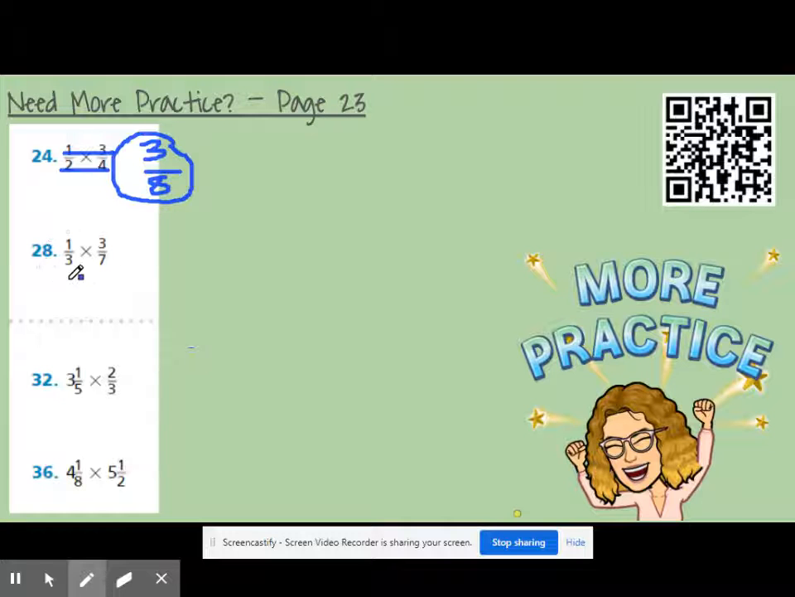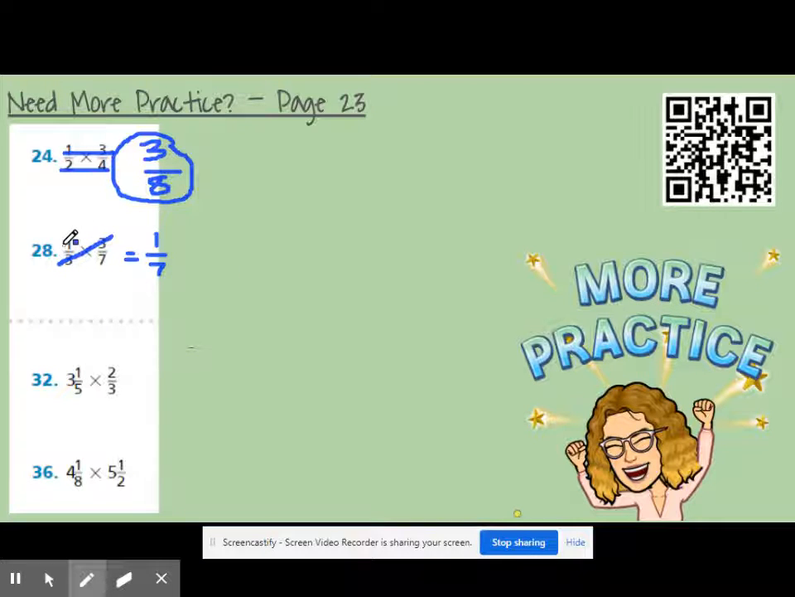This one I want to draw your attention to. Do you see how diagonally there's a 3 and a 3? You can do something called cross simplification. I can go ahead and mark those out since they match, and I'm left with just a 1 on the top and a 7 on the bottom. That makes simplifying so much easier.